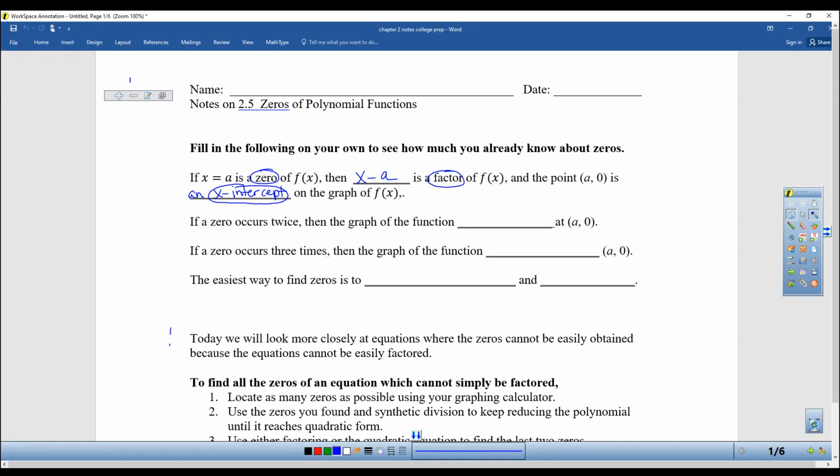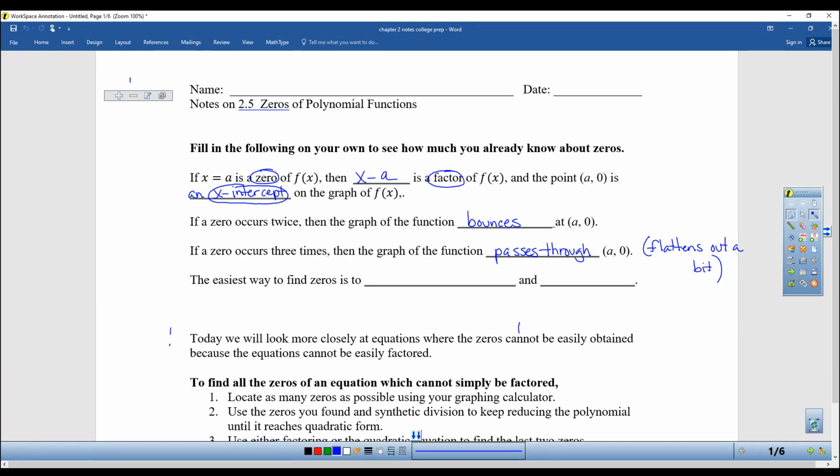If a zero occurs twice, then the graph of the function bounces at (a, 0). If the zero occurs 3 times, then the graph of the function passes through that point. It also flattens out just a little bit. I don't want to make too big a deal of this because it doesn't become really flat, but flattens out a bit.